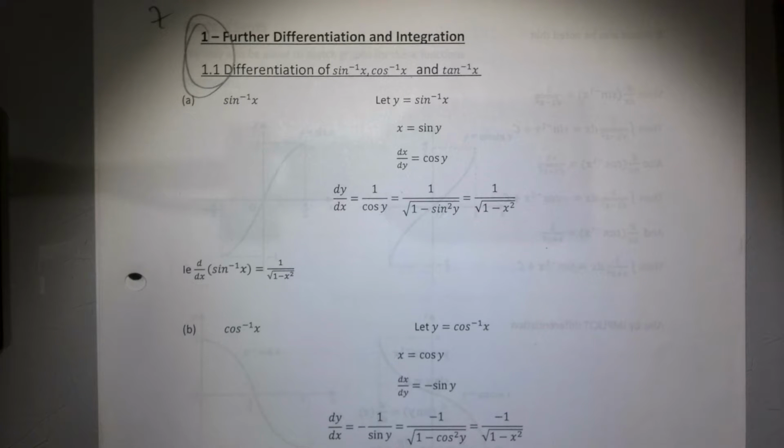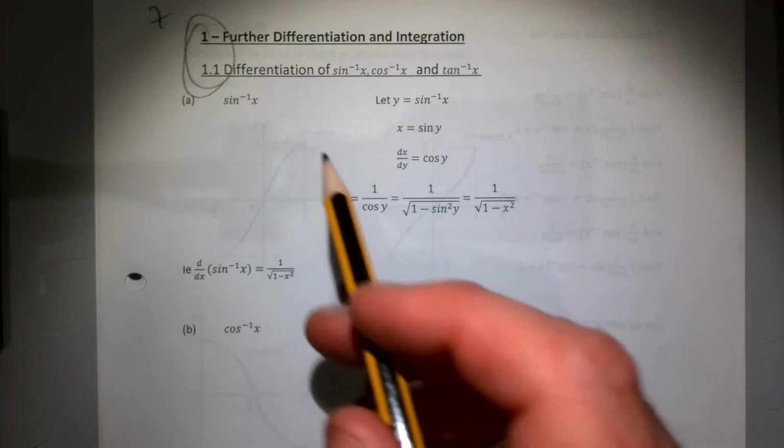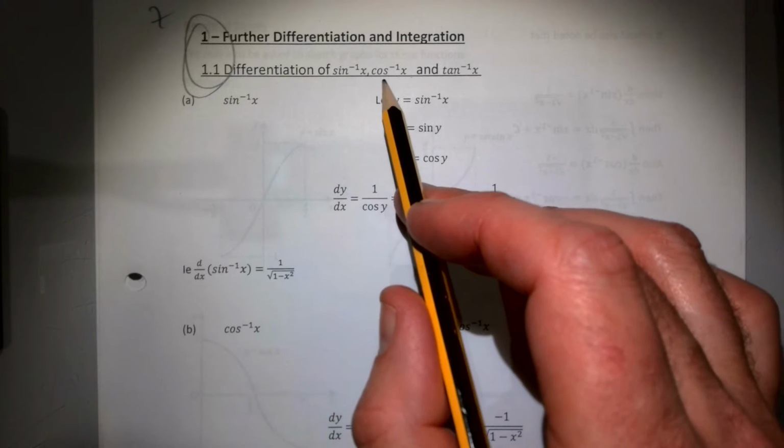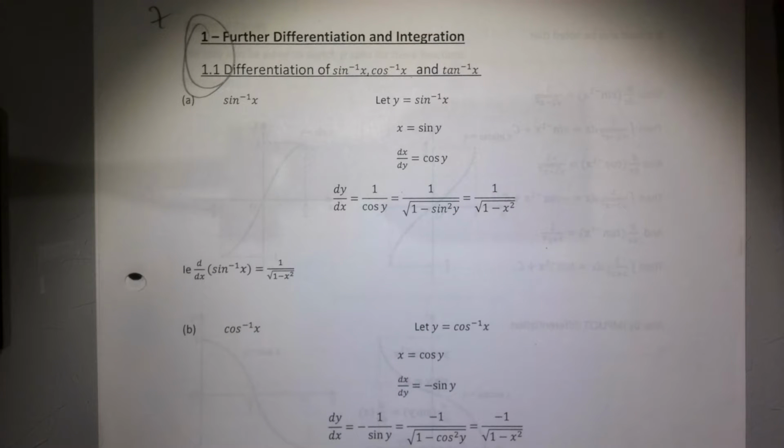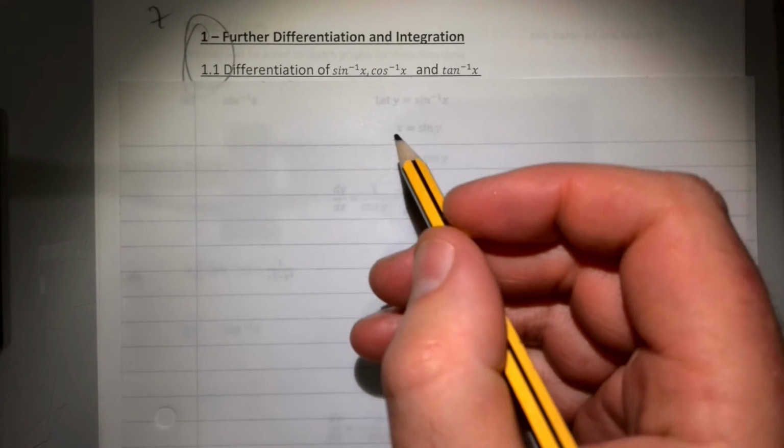Okay, so this is a video on chapter 7 of A2 Further Maths. We're taking a wee look at further differentiation and integration. I know it says chapter 1 here, but this is just from old notes. So we're looking at differentiation of sine to the minus 1, cos to the minus 1, and tan to the minus 1. Sometimes it's easier if I write here rather than just have the stuff then to copy across.